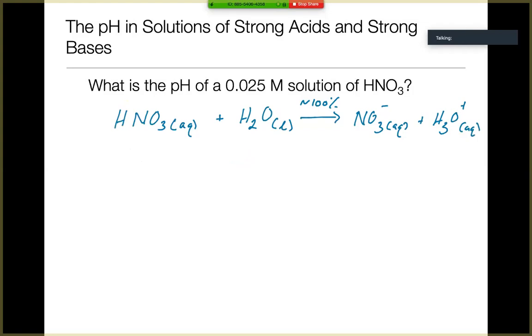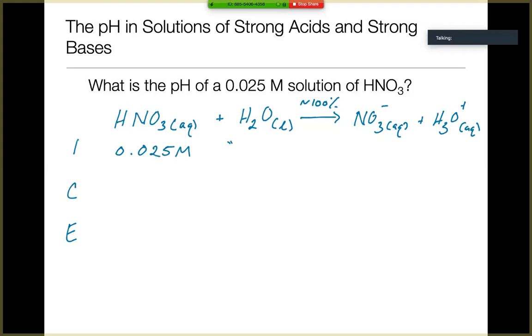What are we looking at? Now we can set up what I'm going to call an ice table. This is not the way you would typically solve it, but I think it's a good visualization. And then what I'm going to teach you afterwards is the quick way to do it. So this is the visualization way, or if you get stuck, you can always fall back on it. Like any other ice table I'd be setting up, I start with my initial row. So I know I started with 0.025 molar nitric acid.